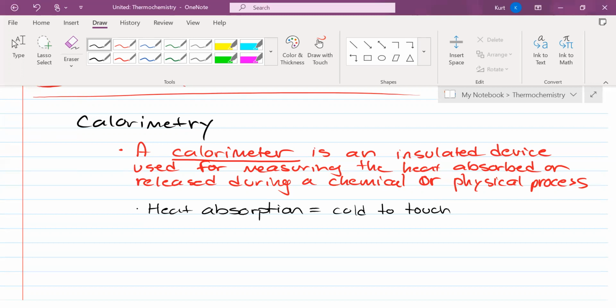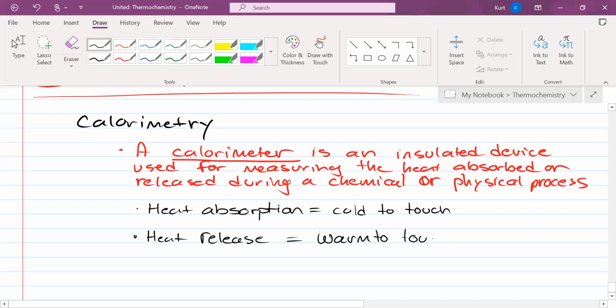Now, if we could talk to this ice cube and it could actually form words, we place this ice cube in your hand, how would the ice cube describe how you feel? You would feel warm. And so when it comes to heat releasing, this is going to be warm to touch. If you can get that sorted out, you'll be able to go a long way in figuring out which way heat is flowing. Is it being released or is it being absorbed?